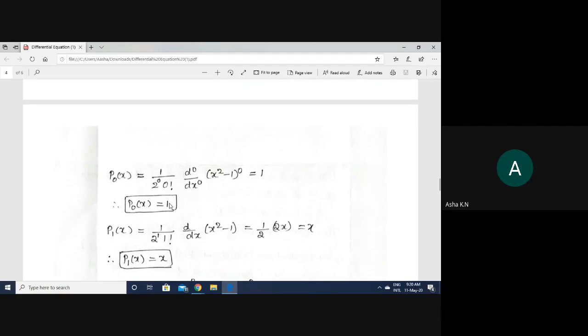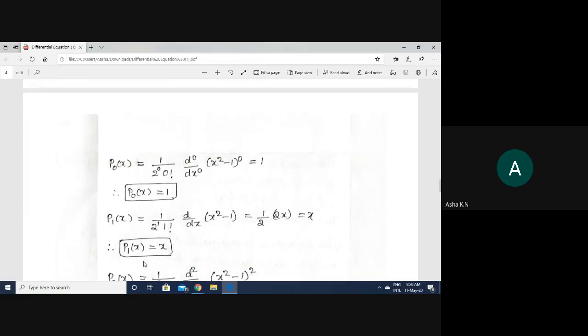P naught of x is 1. P1 of x is x. What do we feel? Now we feel maybe P2 of x is x square. Correct? We feel like that. Let's see what happens now.